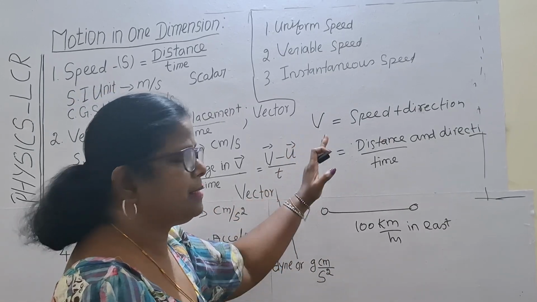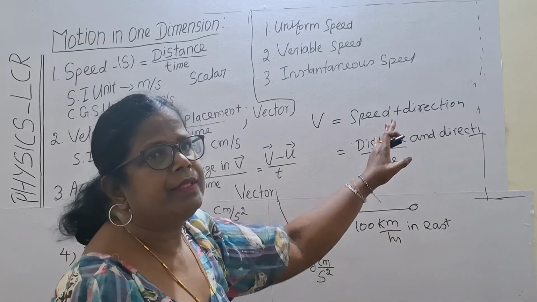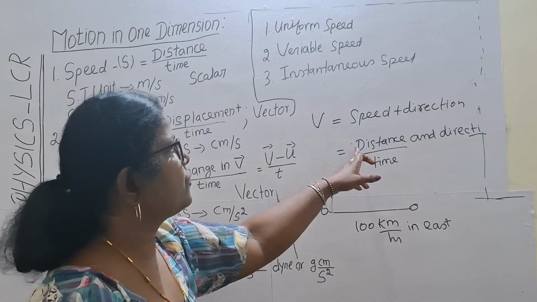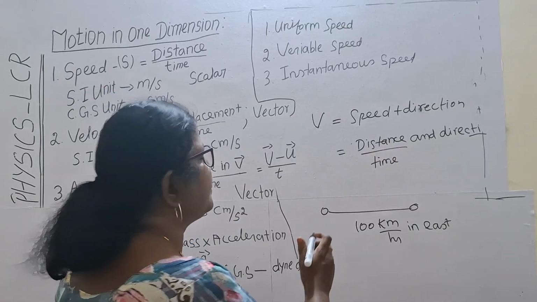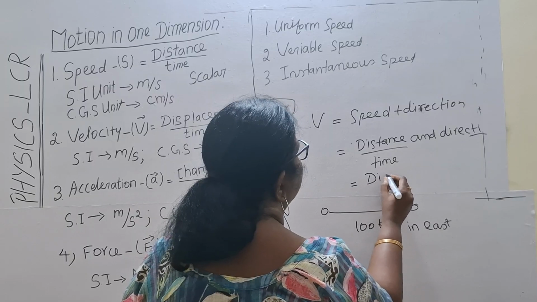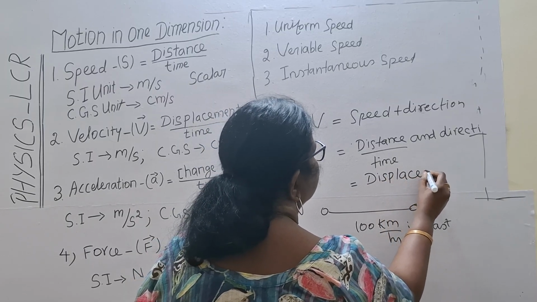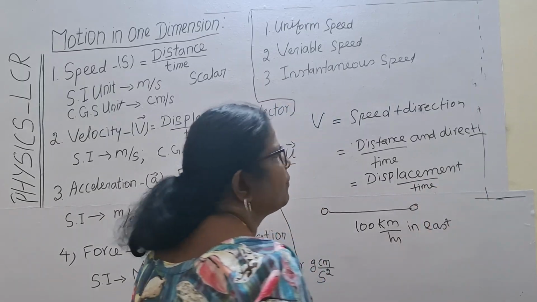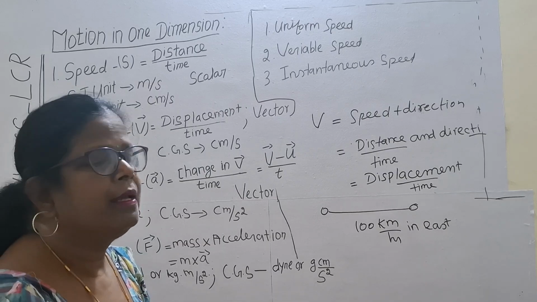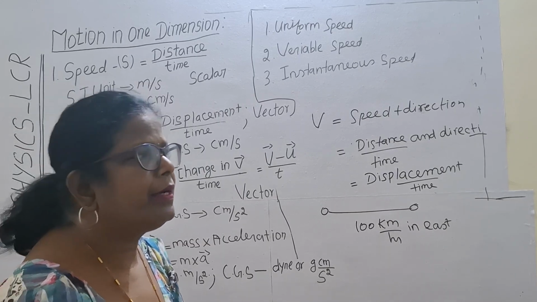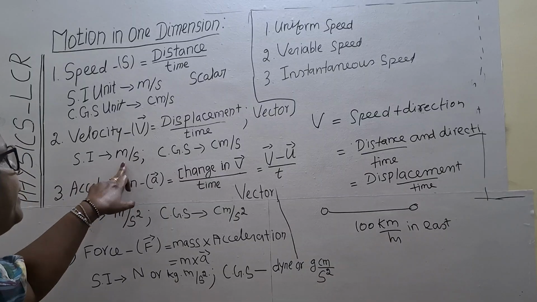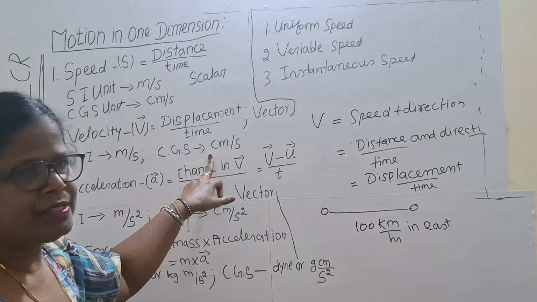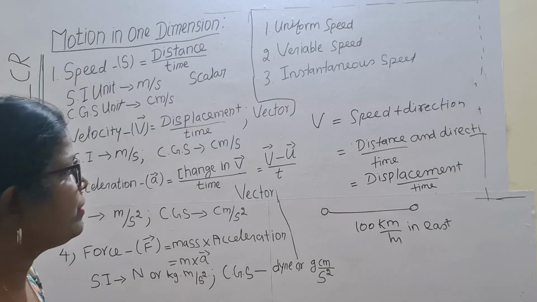So this is about velocity. Velocity is speed with the direction, or distance by time. Distance with the direction is called displacement. Displacement by time, this is velocity. Velocity is a vector quantity. What is the SI unit of velocity? Meter per second. C.G.S unit is centimeter per second. Okay, so this is about velocity.